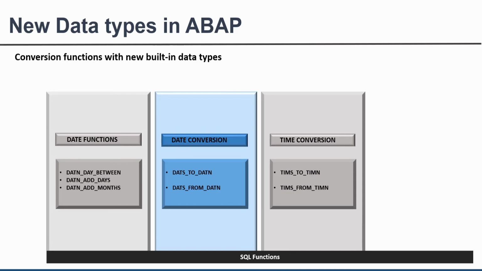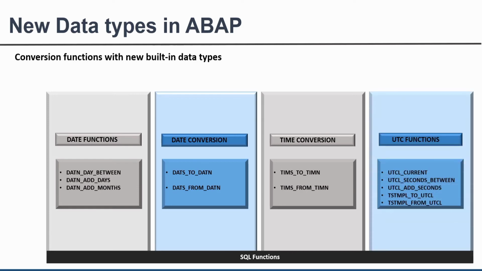If you want to convert TIMS to TIMN or TIMS from TIMN, you will need these conversion functions. And then there are some UTC functions introduced for conversions, like UTCL_CURRENT to get the current timestamp, UTCL_SECONDS_BETWEEN, the difference in seconds between two UTC timestamps, UTCL_ADD_SECONDS if you want to add seconds in a UTC timestamp, TSTMPL_TO_UTCL, or TSTMPL_FROM_UTCL. So if you want to convert from TSTMPL to UTCL or vice versa, you can use these conversion functions.